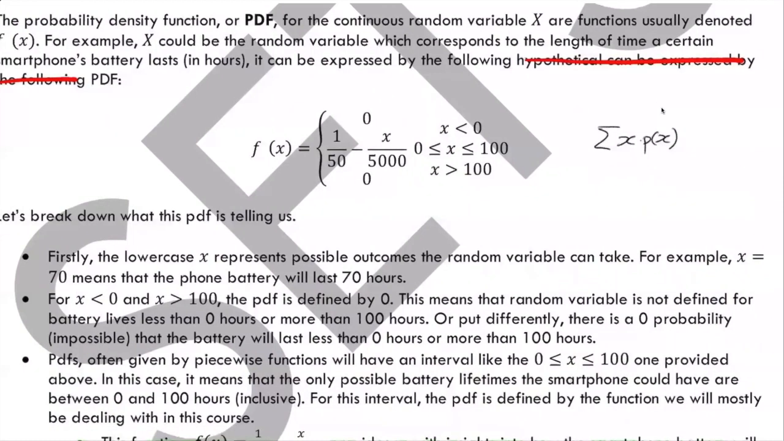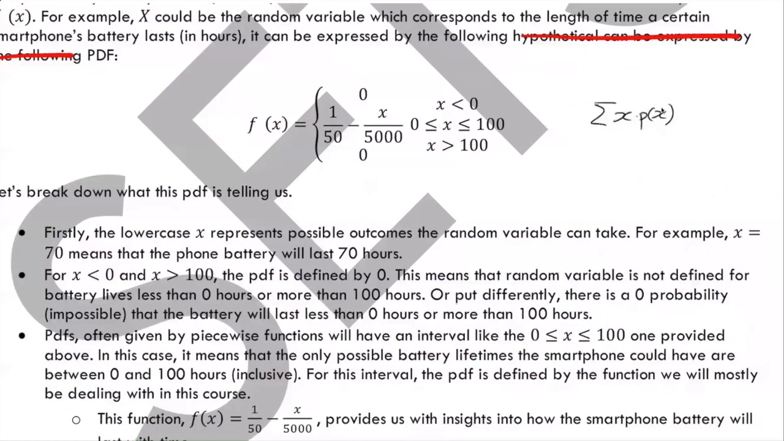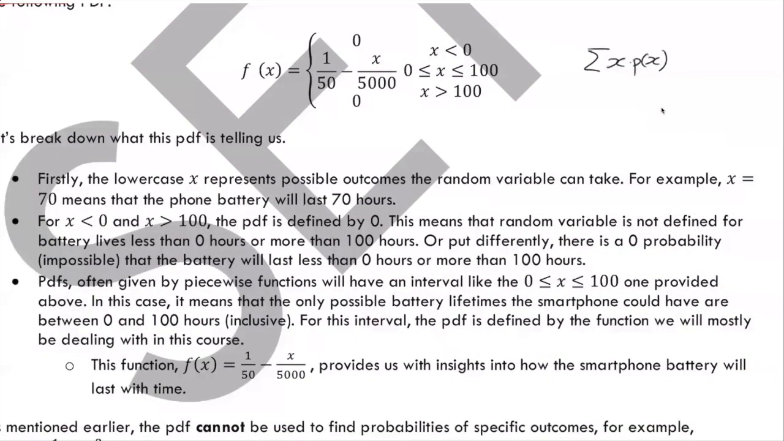Now, PDFs often given by these piecewise functions will have an interval like the 0 to 100 one that's provided. In this case, it means that the only possible battery lifetimes the smartphone could have are between 0 and 100 hours inclusive. For this interval, the PDF is defined by the function that we'll mostly be dealing with. The zeros are irrelevant, but that middle function is the important one. Okay, so let's figure out what this function tells us. It provides us insights into how the smartphone battery will last with time.